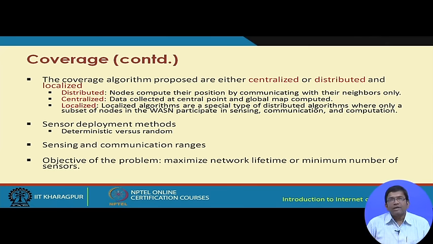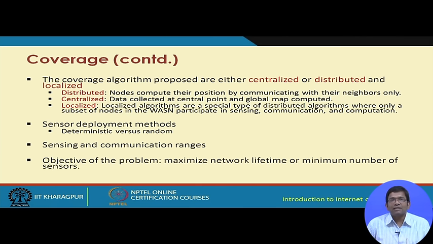The different ways in which the sensors can be deployed are either deterministic means, where you pre-plan everything in a particular area, you know the XYZ coordinates where each of these individual sensor nodes is going to be deployed, and that is predetermined, pre-calculated. The other one is random, where using some random means like airborne means, the sensors are thrown into that particular area.